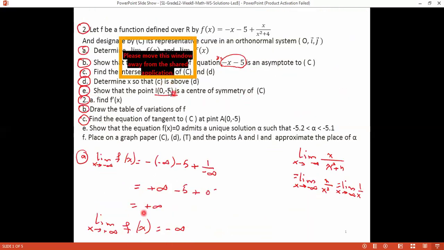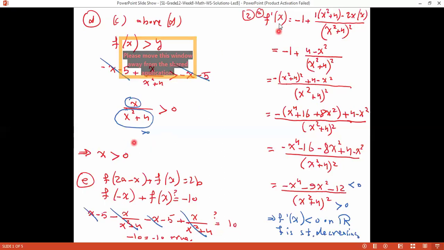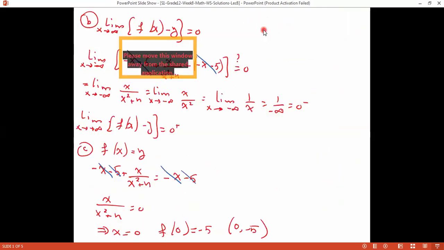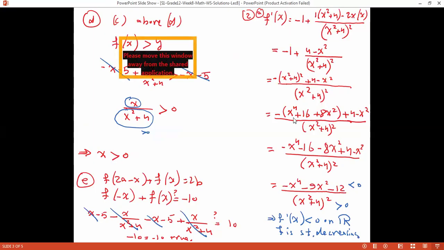Now, after finding the center of symmetry, we need to find the derivative, study the sign, and draw the table of variation. So for the derivative of this function, you do the derivative of minus x alone, minus 5 alone, and this fraction alone. The derivative of minus x is minus 1, the derivative of minus 5 is 0, and now we need to do the derivative of this fraction, which is u prime v minus v prime u over v squared. When you do this, you need to do a common denominator. So this is our function.